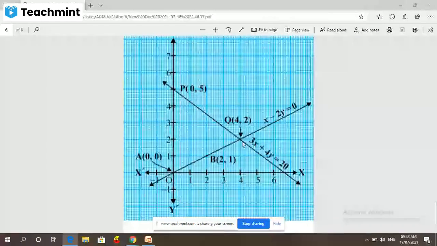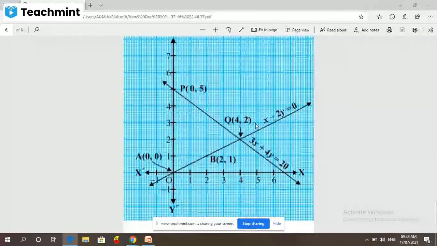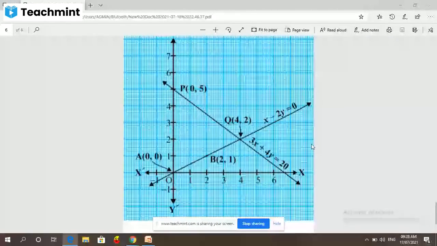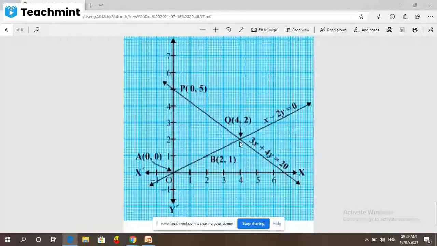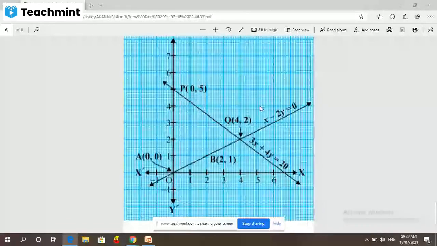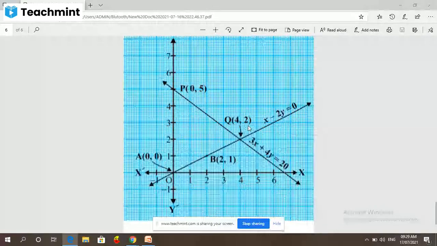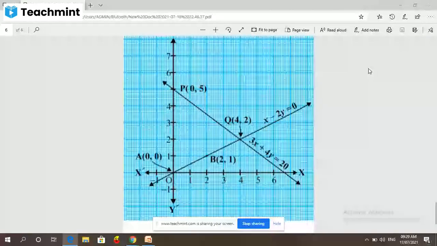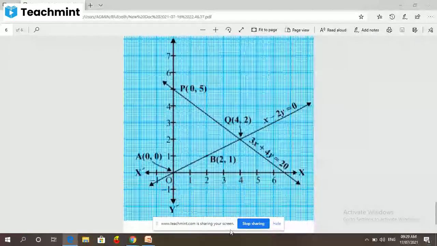That common point is actually 4, 2. That intersecting point is the solution of this pair of linear equations in two variables. See here, Q of 4, 2 is there, no? This is the solution of this pair of linear equations in two variables. The two straight lines intersect at one common point, that is actually Q of 4, 2. So 4, 2 is the solution of this pair of linear equations in two variables.